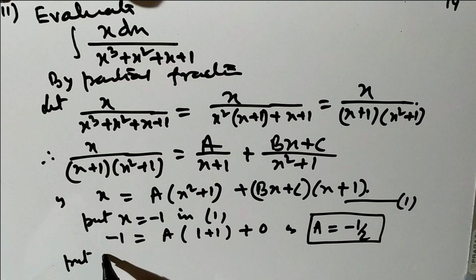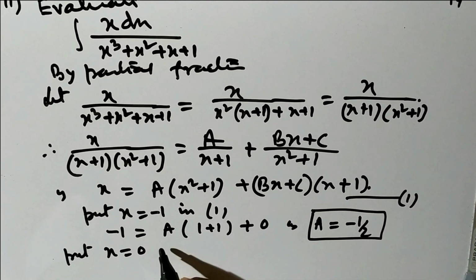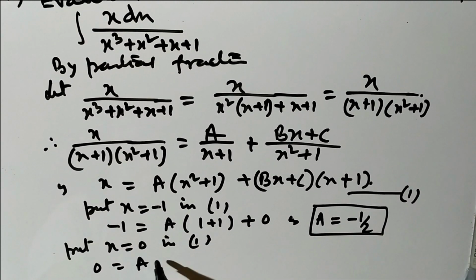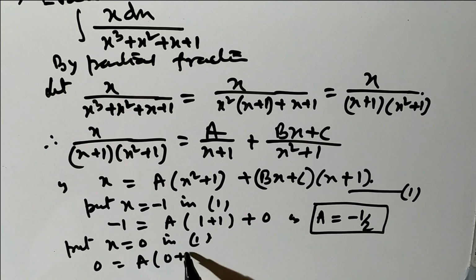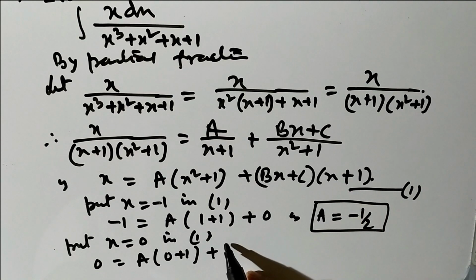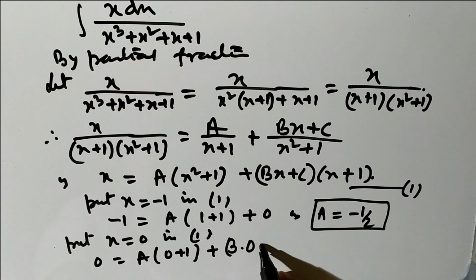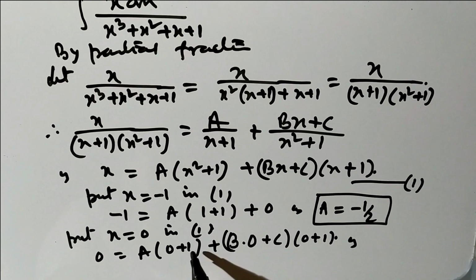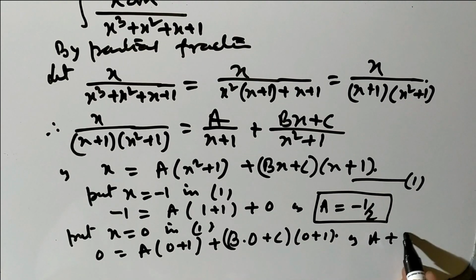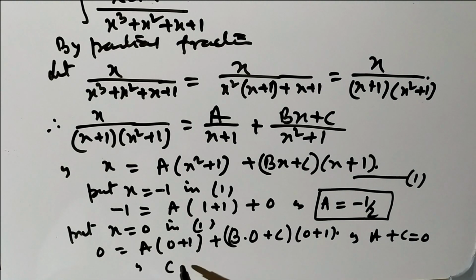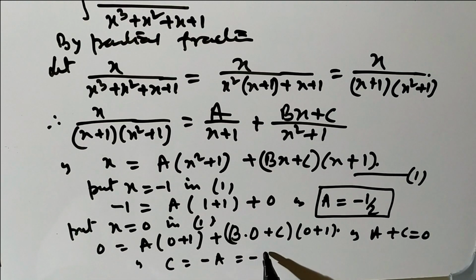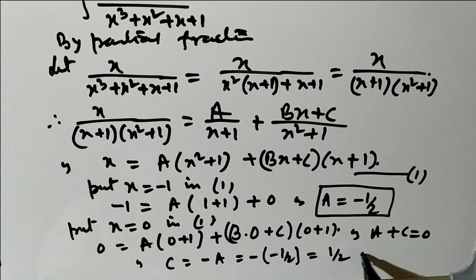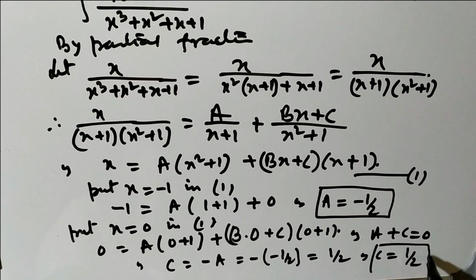Again, put x equal to 0 in 1. That means 0 equal to a into 0 plus 1 plus b into 0 plus c into 0 plus 1, or a plus c. a plus c is 0, or c equal to minus a equal to minus minus half equal to half, or c equal to half.